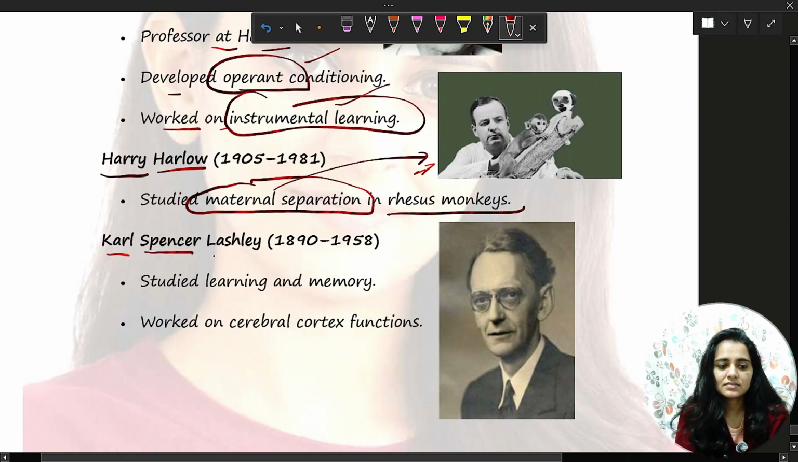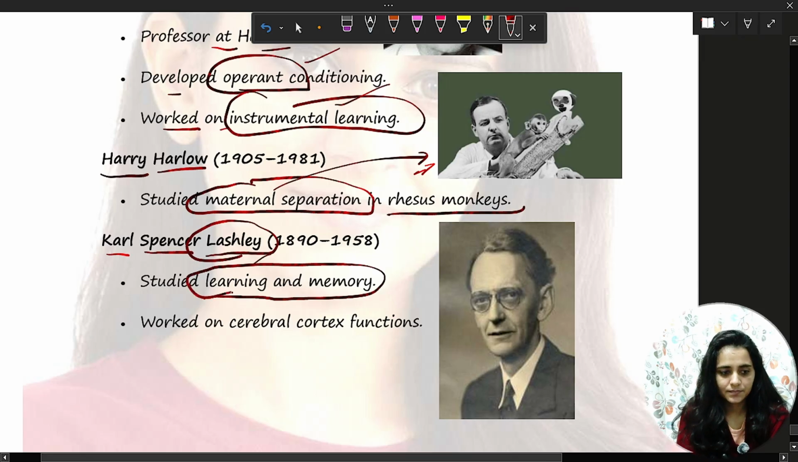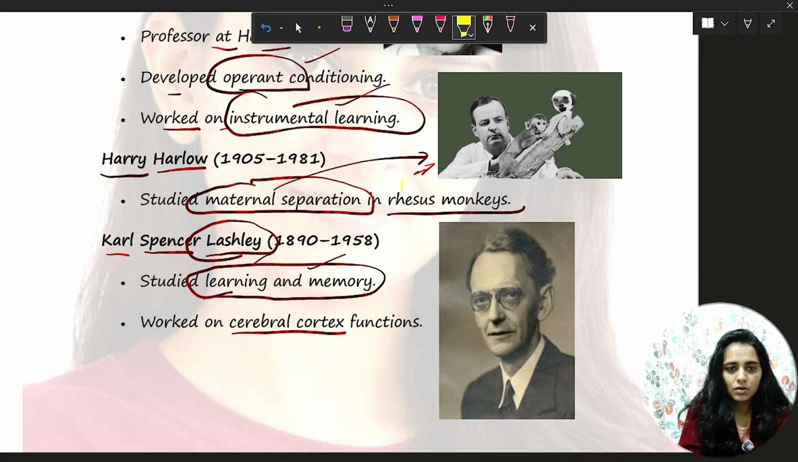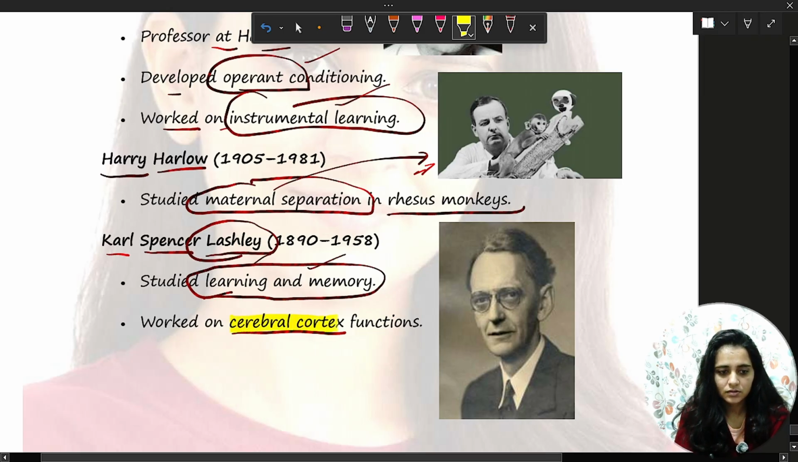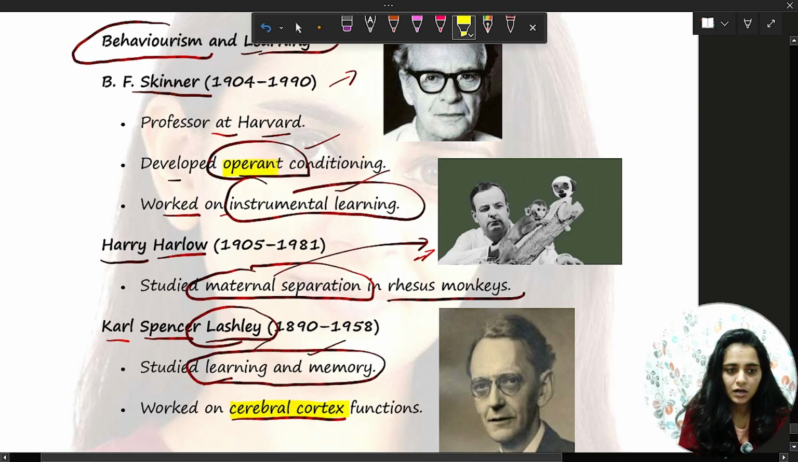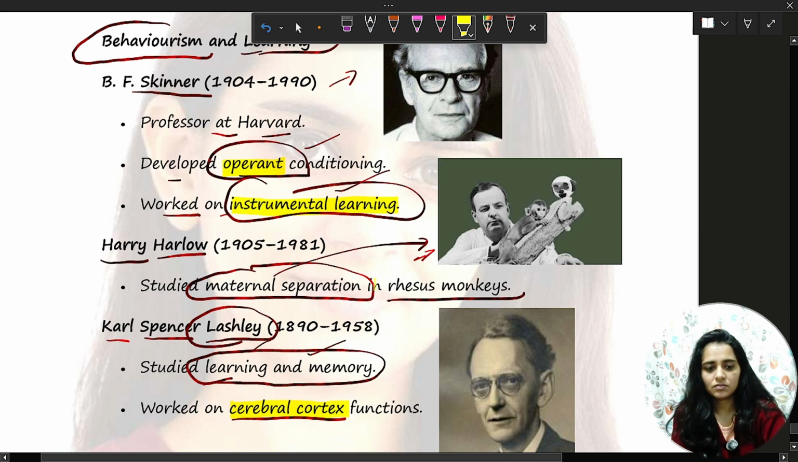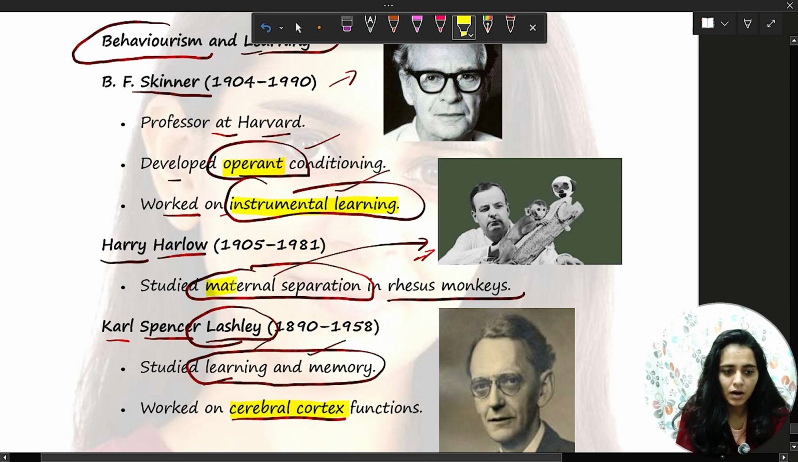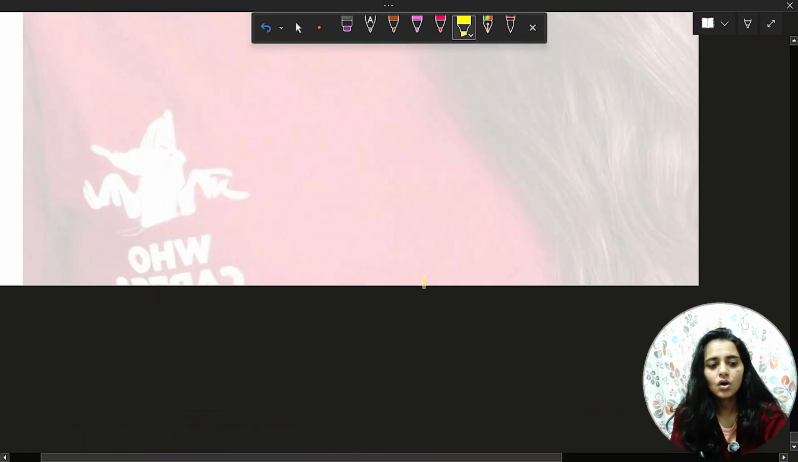Karl Spencer Lashley, we'll see him also. He studied learning and memory, and the cerebral cortex, its function. He studied operant conditioning and made animals use some kind of instrument. And Harlow did maternal separation on monkeys, rhesus monkeys.